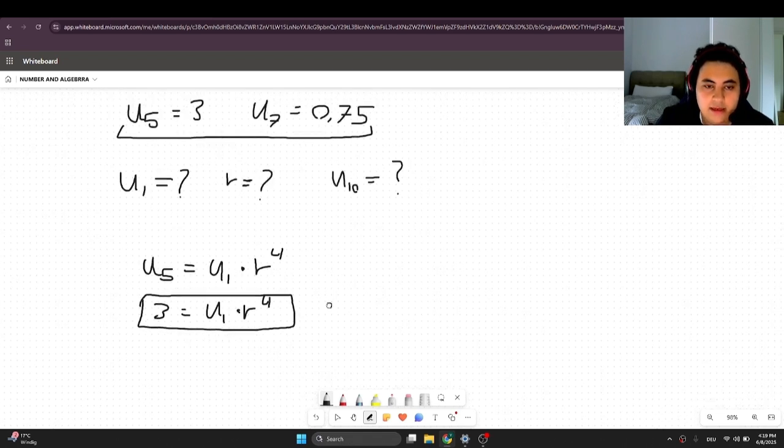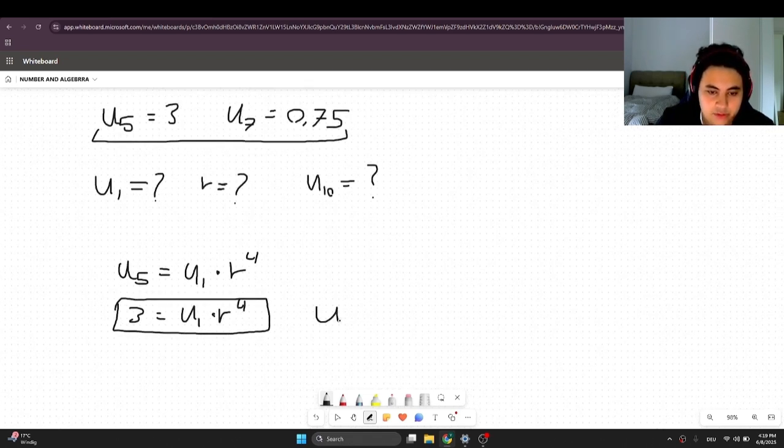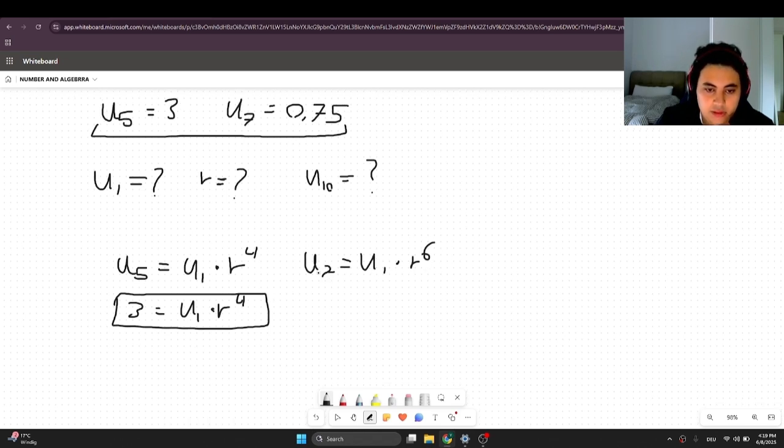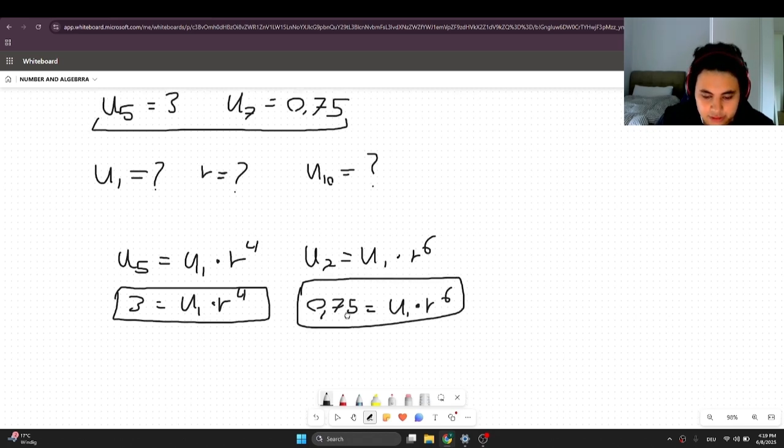Now, the second one is u7. Let's plug in that information. u7 is equal to u1 multiplied by r to the power of n minus 1. So 7 minus 1, which is 6. u7 is 0.75. So 0.75 is equal to u1 multiplied by r to the power of 6. Okay, good. So that's our second equation.